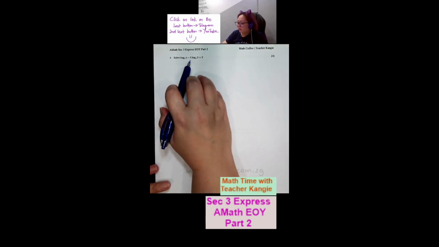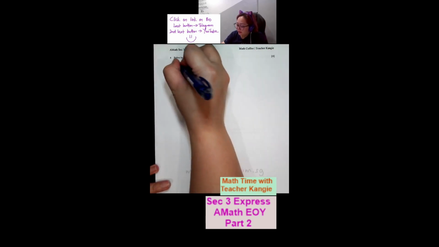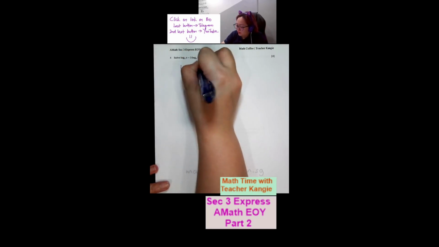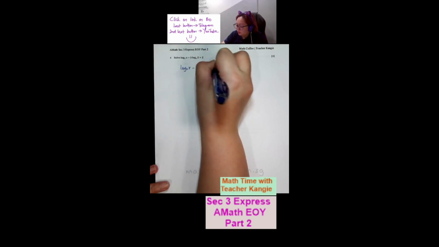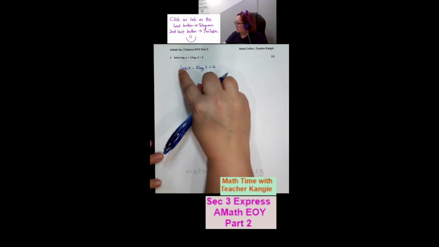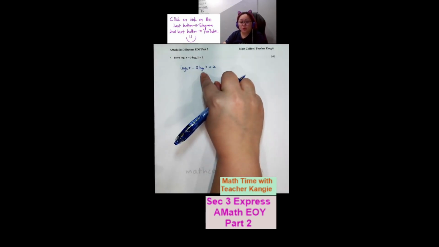Solve log 2x minus 3 log x 2 equals 2. I write out the question first. Log 2x minus 3 log x 2 equals 2. For this, you can see that I see log 2x, I see log x 2.